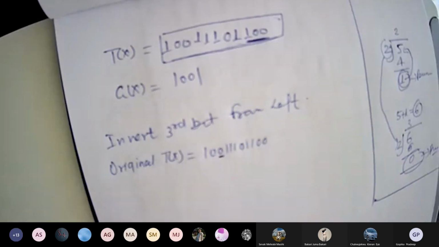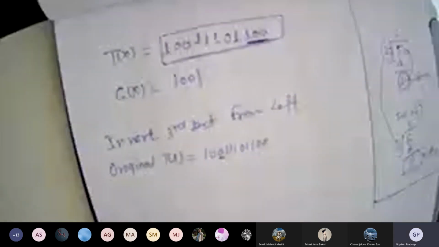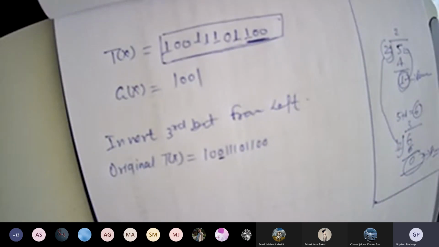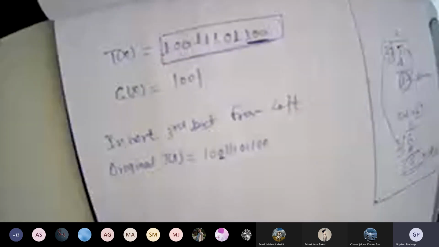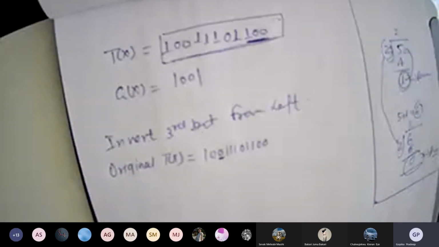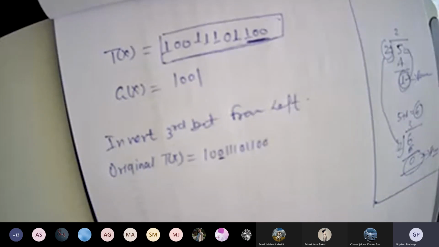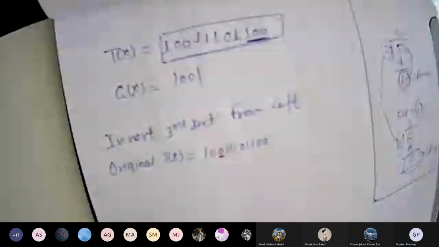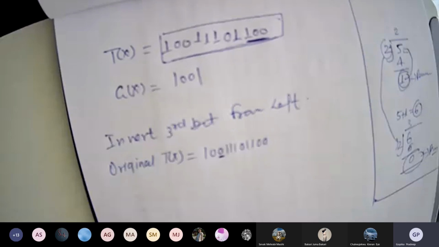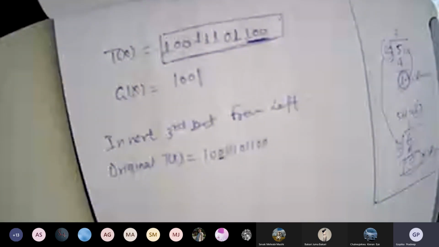Now, which one is the third bit? This one is the third bit. So are we starting from 0 or from 1? It's saying left hand side. When we consider a bit, are we starting from 0, 1, 2, 3 like that, or from 1, 2, 3? You have to find the third bit, whether you start from 0 or 1. If it is starting from 0, it will be 1, sir.